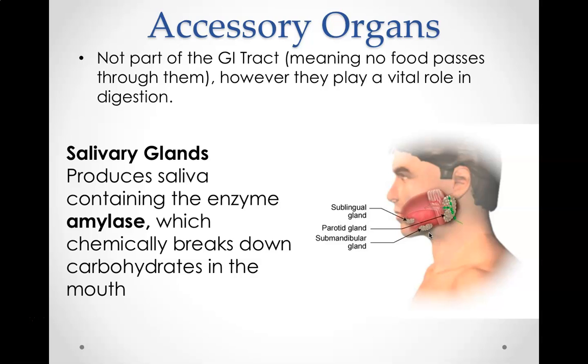We have these things called accessory organs, which are organs that the food does not actually travel through, but they're super, super important for digestion. So there's a few of them that we're going to touch on. The first we already talked about at the beginning: the salivary glands that produce the enzyme amylase, which helps to chemically break down carbohydrates in the mouth. So that's playing an important role in chemical digestion in the mouth.